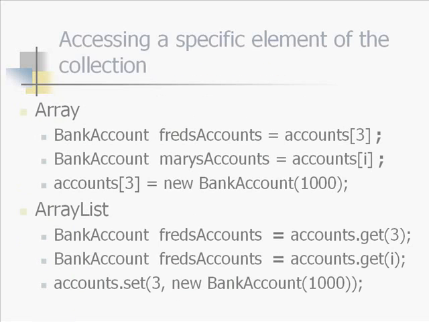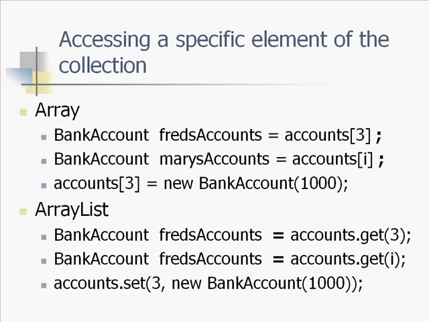How do we access a specific element in the collection? Arrays use the square bracket notation. BankAccount fredsAccount equals accounts[3]. That takes, it's actually the fourth. Arrays and array lists both start counting at 0.